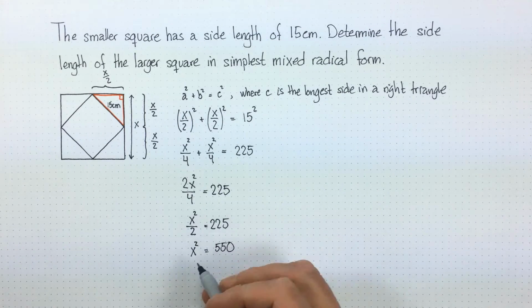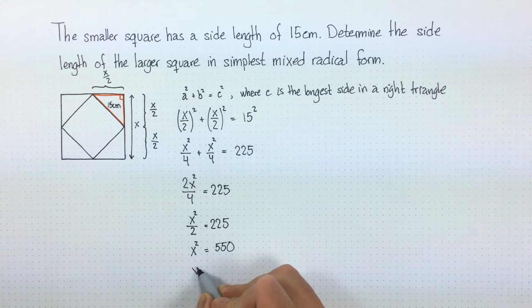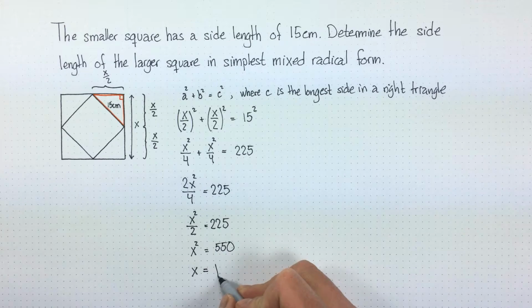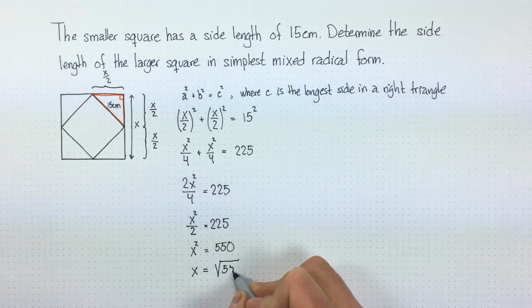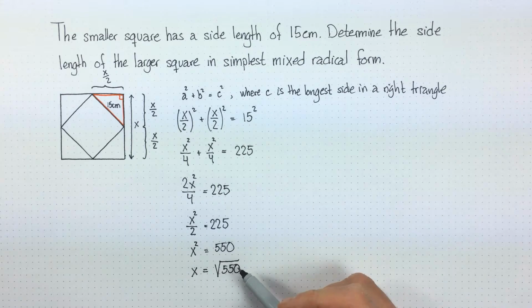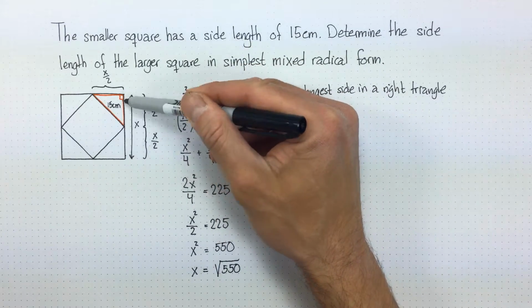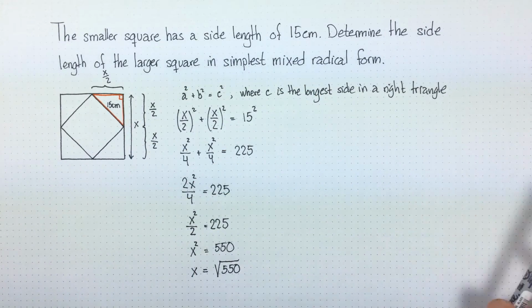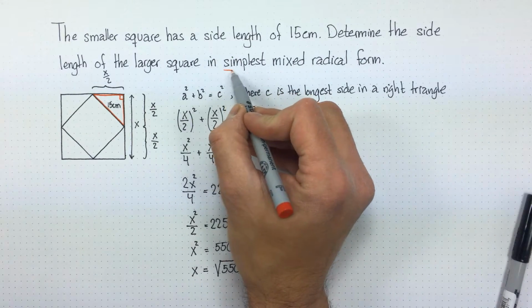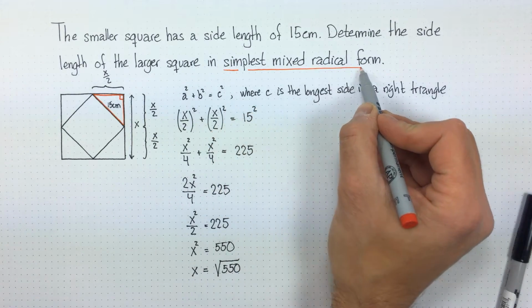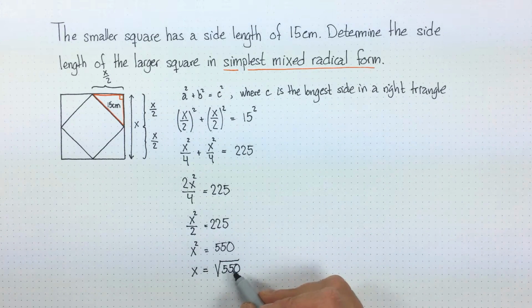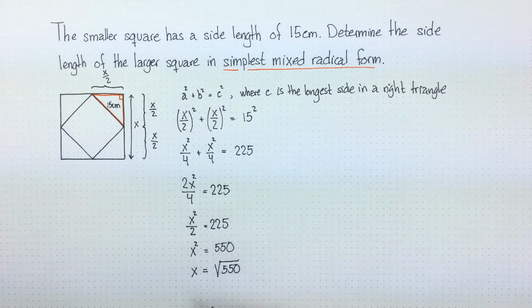And then to get just x, we would take the square root of the left and right hand side, which leaves us with x equals the square root of 550. Now, that is the length of the side in the large square. Now, what we want to do, however, is provide our answer in the simplest mixed radical form. So we need to convert this entire radical form to the simplest possible mixed radical form. So let's look at how we can do that.